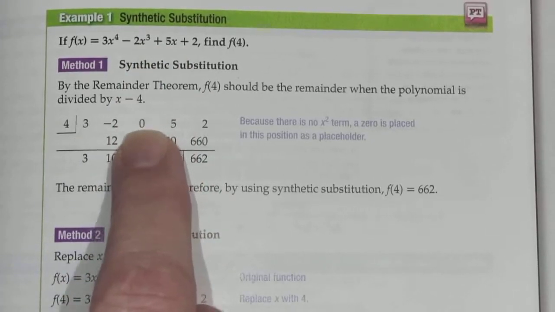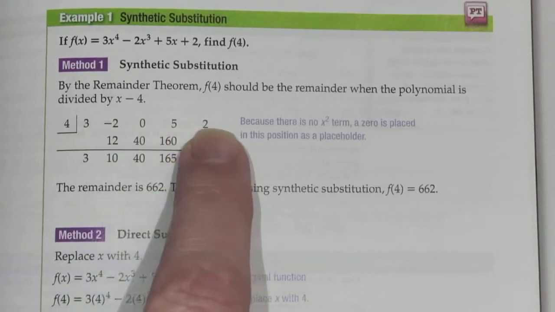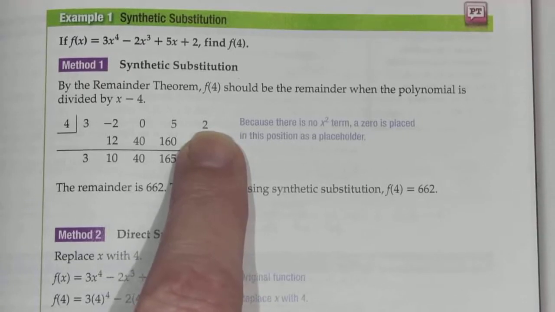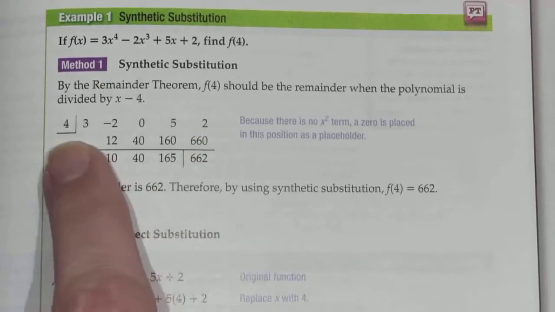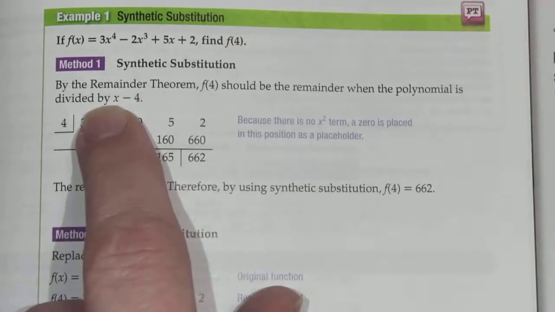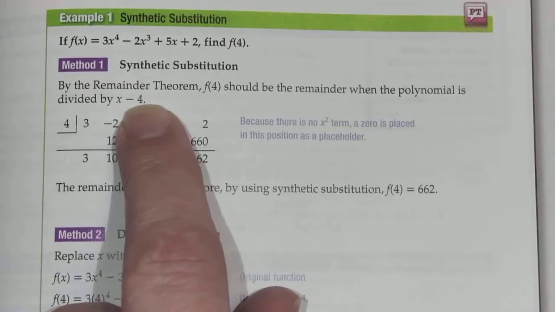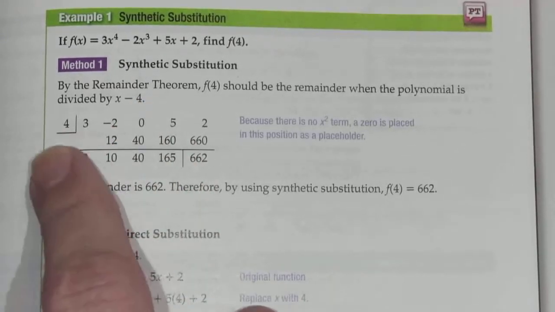That's correct. So we're going to have 3, negative 2, 0, 5, and 2. Okay, everybody okay with that? Okay, we're dividing by 4 because that's what we're dividing by here, which is the same thing as doing long division by x minus 4, right? Because that's your r, is the positive 4.